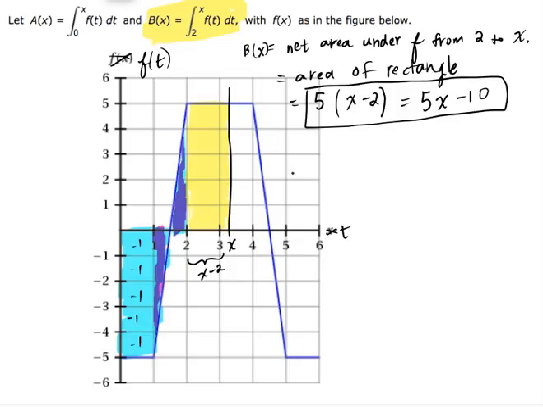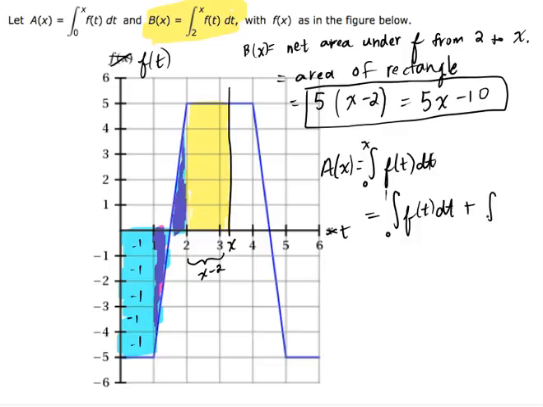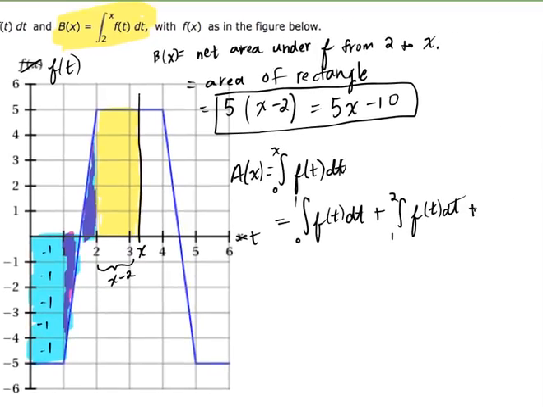triangles cancel. Okay, so what I'm doing, and I ought to write, is I'm splitting this integral from 0 to x up into, in my mind, a sum of 3 integrals. This is the integral from 0 to 1 of f of t dt, plus the integral from 1 to 2 of f of t dt, plus the integral from 2 to x.